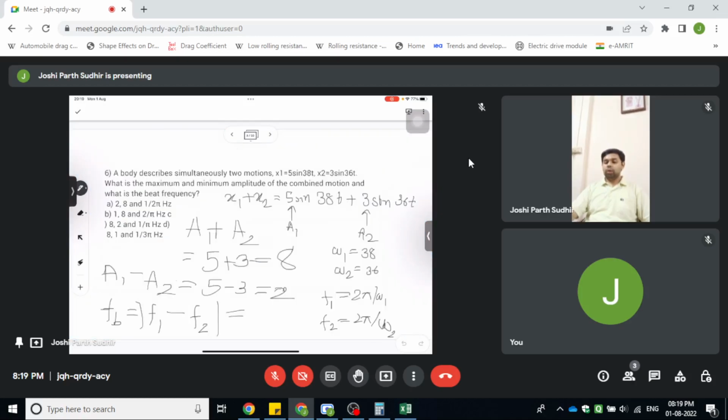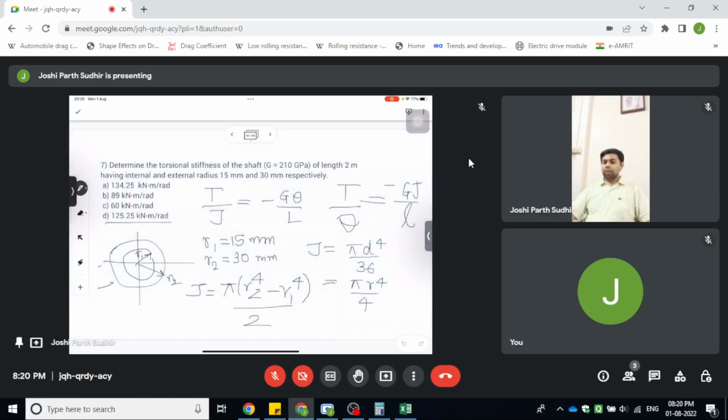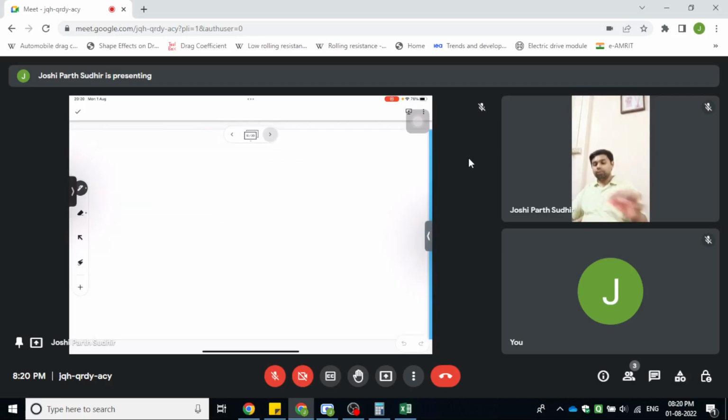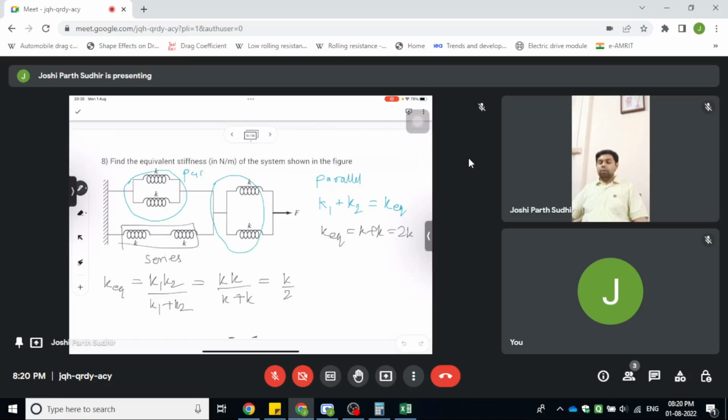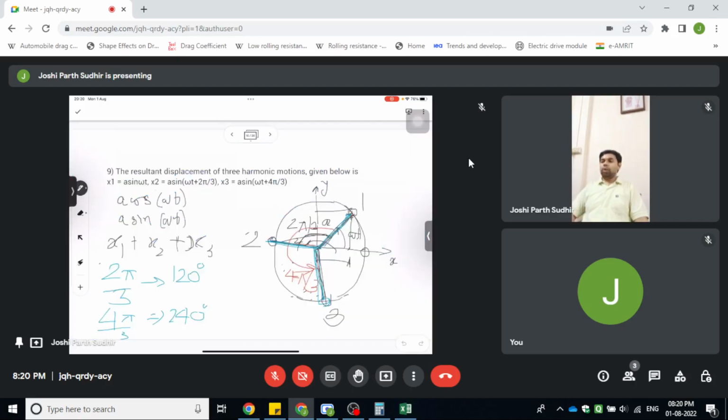Then we discussed a problem in which we have been given two different harmonic motions, and if we combine them together, what will be the maximum and minimum possible amplitudes, and what will be the frequency of beats. Then we also studied in torsional vibrations how we find out the torsional stiffness of the shaft. It will be G into J by L, so that will be the torsional stiffness, and we calculated the value of the torsional stiffness for the shaft which is given. Then we found out the equivalent stiffness of the spring mass system. So for different springs in series and parallel, we found out the equivalent spring stiffness.